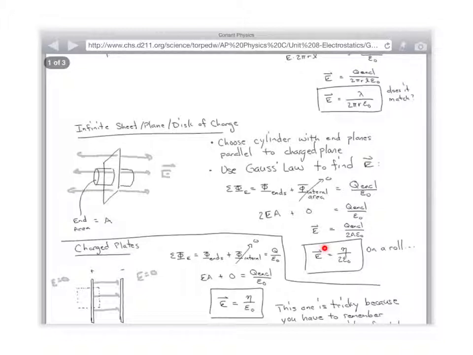Which is way quicker than trying to figure this out with Coulomb's law. In fact, here's a little secret about Gauss's law. Physicists consider Gauss's law to be a more fundamental description of the universe than Coulomb's law. It's considered to be more generally true than Coulomb's law, for reasons we're going to talk about at the end of the year. All right? Gauss's law is better on so many levels than Coulomb's law.